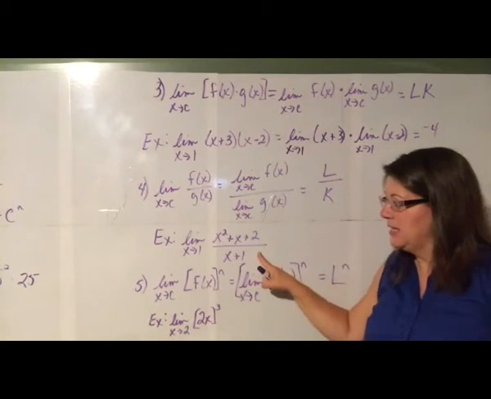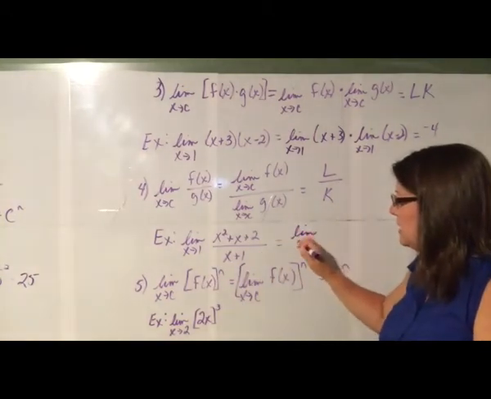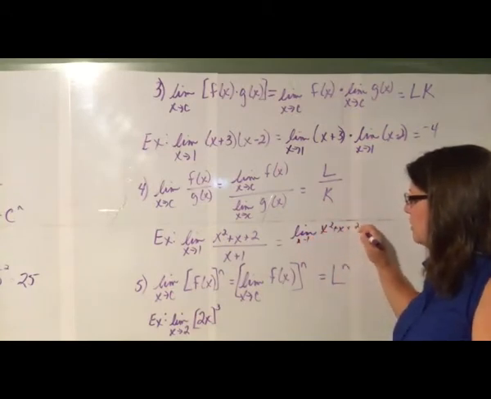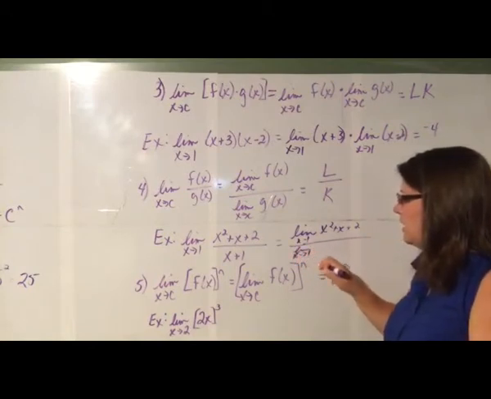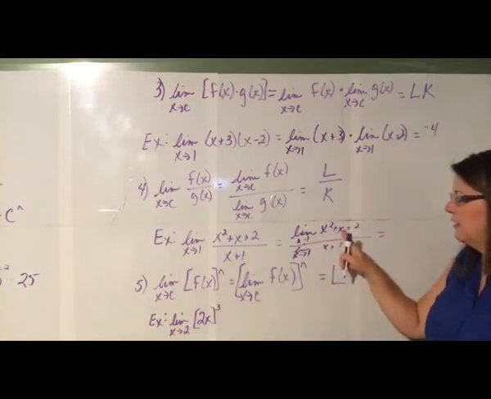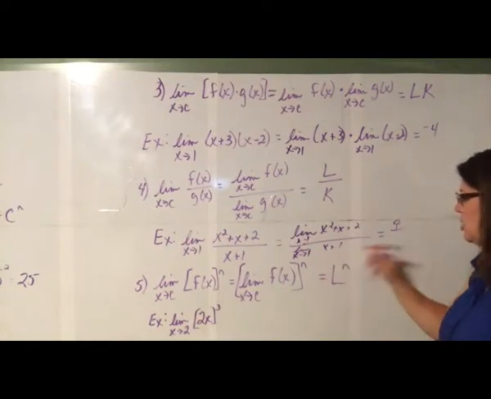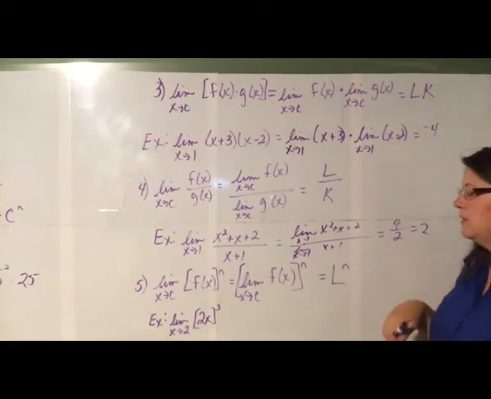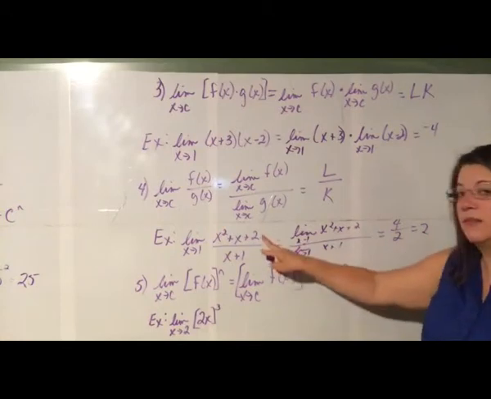An example of that, we could separate that out if we wanted to. That's the same thing as the limit as x approaches 1 of x squared plus x plus 2 over the limit as x approaches 1 of x plus 1. And if I do those separately, if I plug 1 in here, I've got 1 plus 2 is 4. If I plug 1 in here, I get 2. So my answer will be 2. Pretty simple. So again, direct substitution is just as easy, probably easier than writing it out.